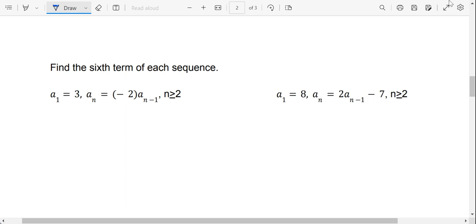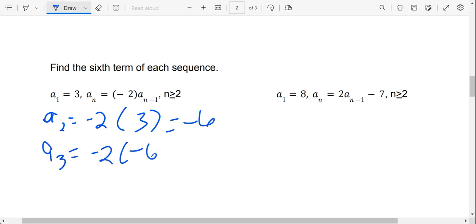So we have two recursive formulas. We need to find the sixth term in each sequence. And luckily for you, I gave you the first term. How nice of me. So in order to find the second term, I'm going to rewrite that to a sub 2. A sub 2 would be equal to negative 2 times a sub 1. What's a sub 1? I gave it to you, it's 3. That's going to be equal to negative 6. A sub 3 is going to be equal to negative 2 times negative 6 equals 12.